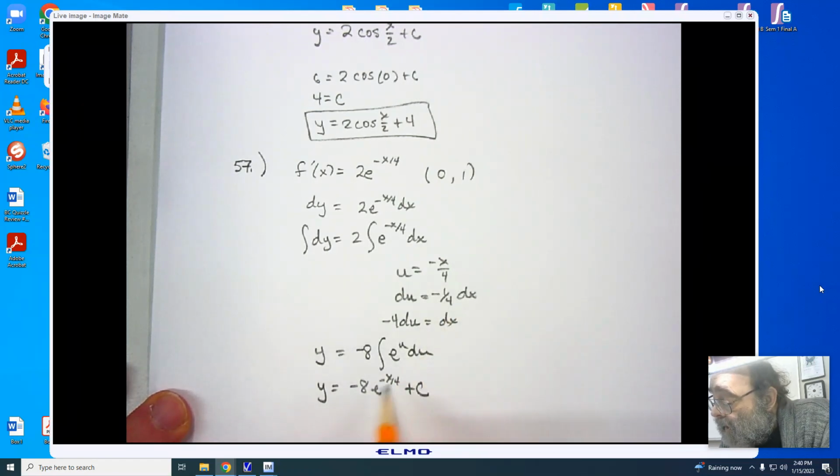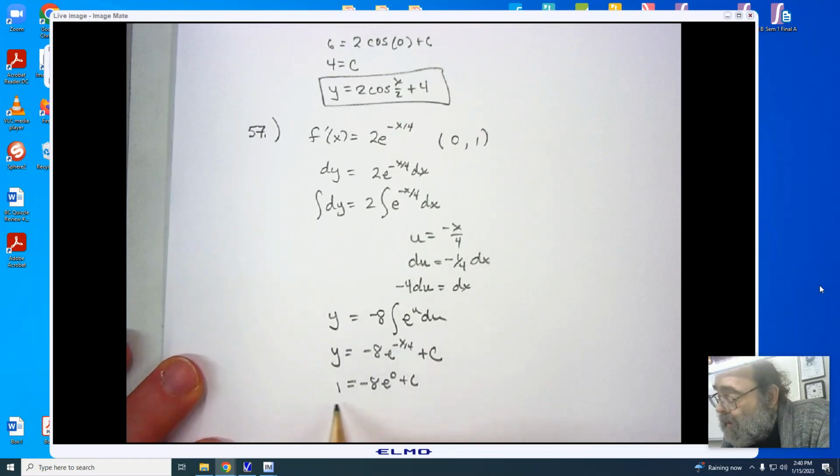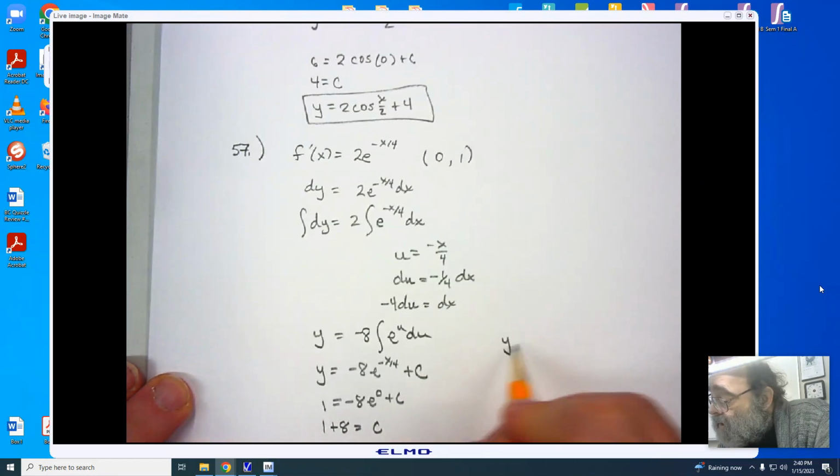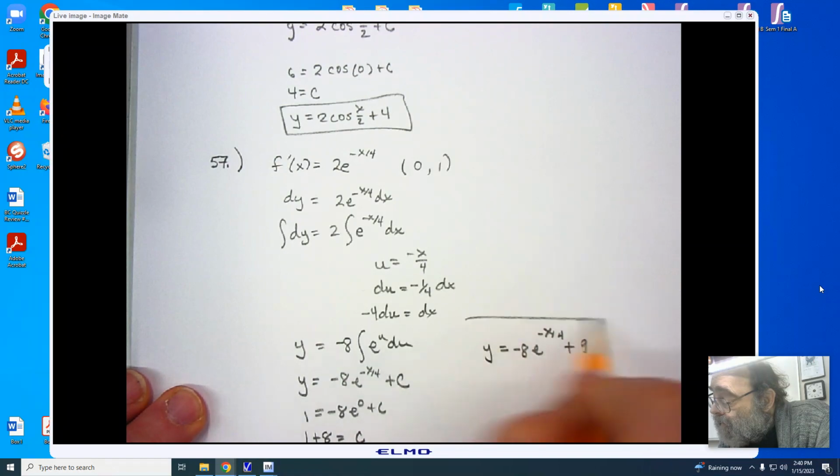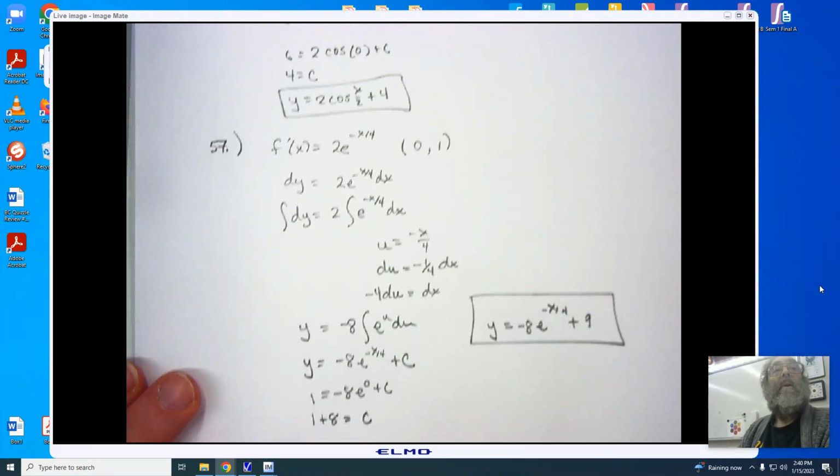We plug in our point. 1 equals negative 8 times e to the 0 power plus c. 1 plus 8 equals c. And I now know my equation is y equals negative 8 e to the negative x over 4 plus 9. And there's my solution.